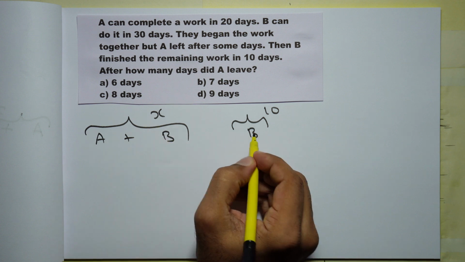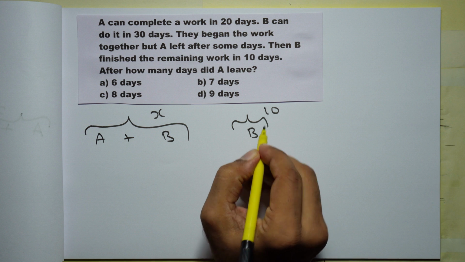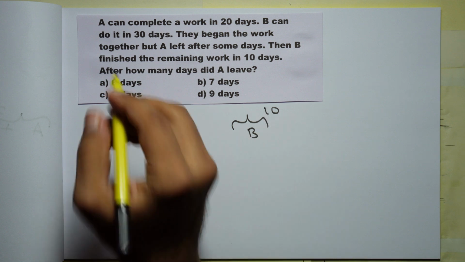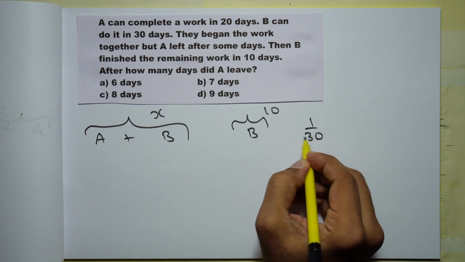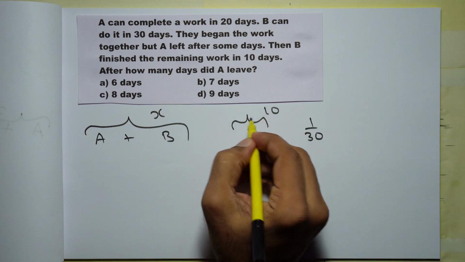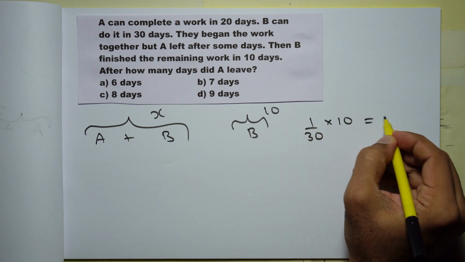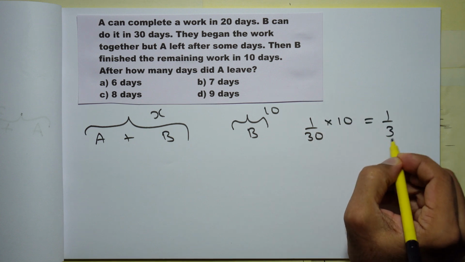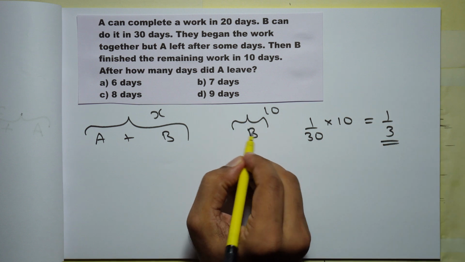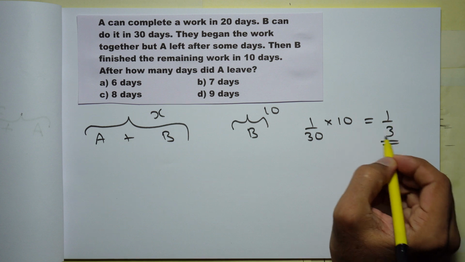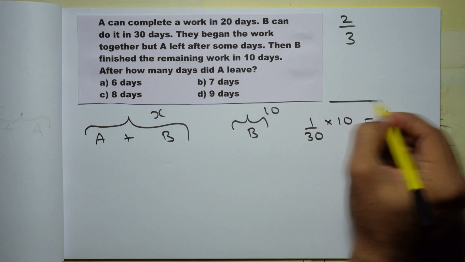First, we will calculate the part of the work done by B in these 10 days. B can do the whole job in 30 days, so every day B will do 1 by 30th of the job. For these 10 days, 1 by 30 into 10 gives 10 by 30, which is the same as 1 by 3rd. So in these 10 days, B working alone will do 1 by 3rd of the work. So the remaining work will be 2 by 3rd.